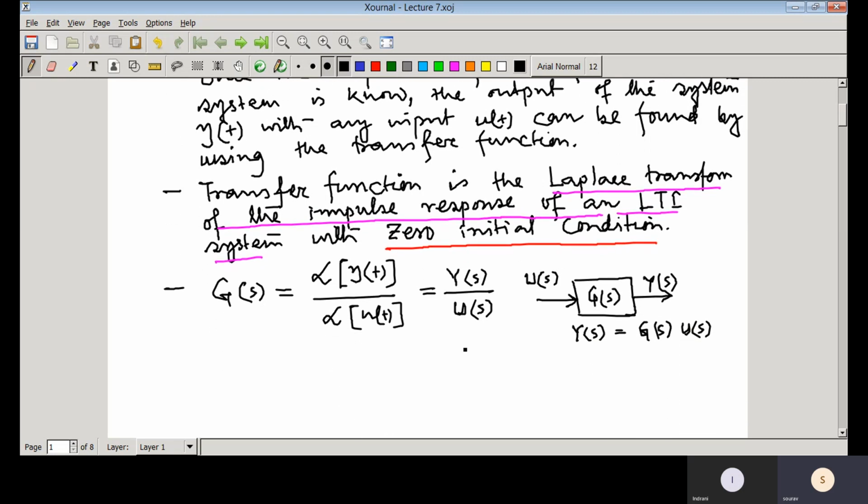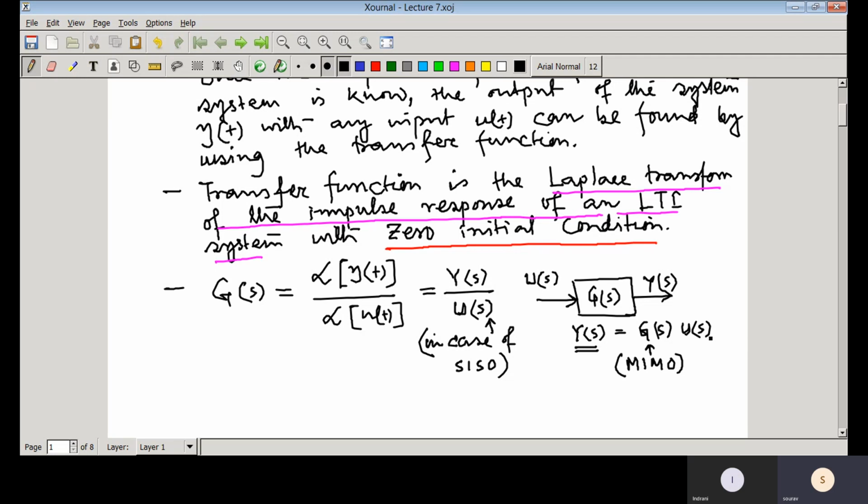So in case of a single input, single output system, you can write it as the ratio of Y(s) by U(s), but this is not applicable in case of a MIMO system. So for MIMO, this particular representation is also applicable for a single input, single output system. That is, output variable Y(s) is equal to G(s) into U(s).